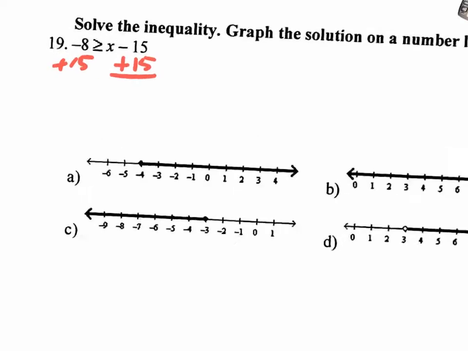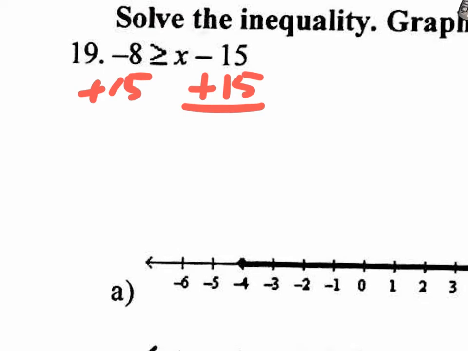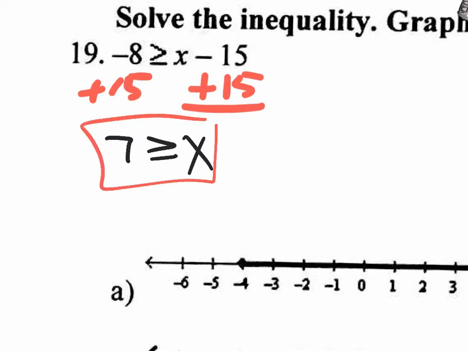Let me zoom in a bit. So what do I have left on the right side? Just x. I did not multiply or divide by a negative, so it's going to stay the same. And -8 plus 15, that is positive 7. Again, this is the answer, but you want the x on this side and the 7 on that side.